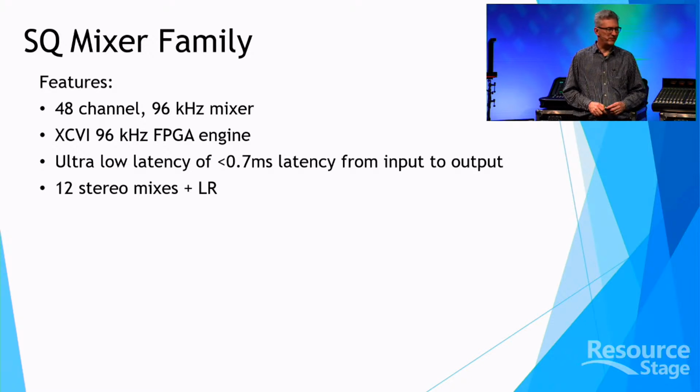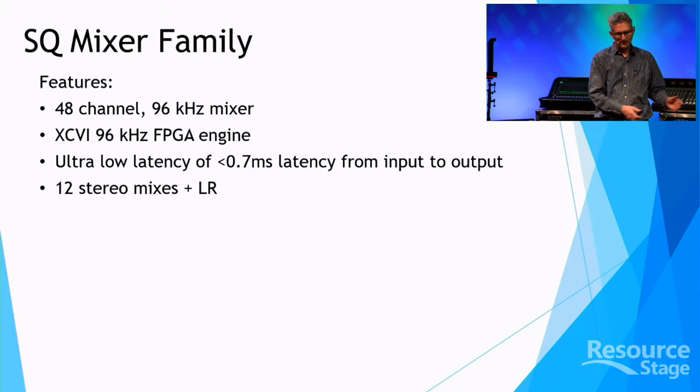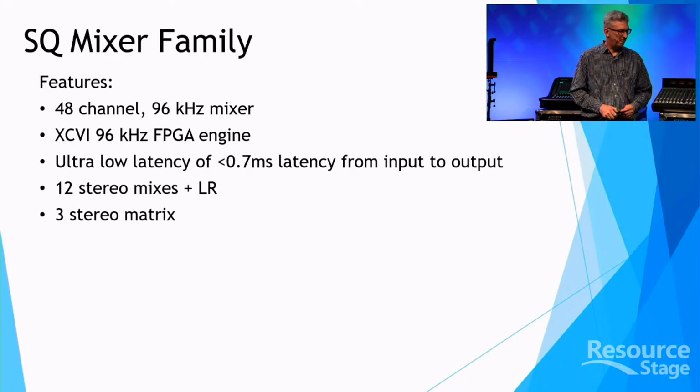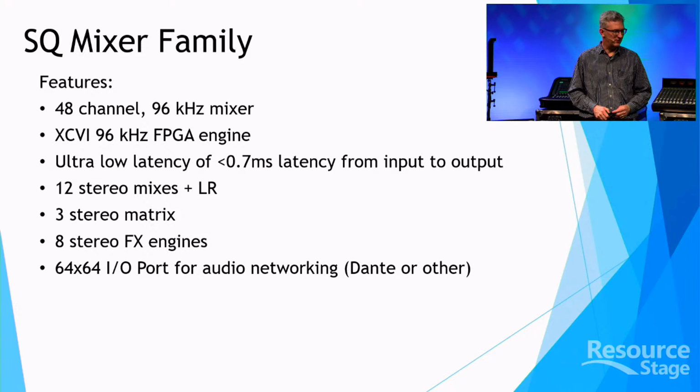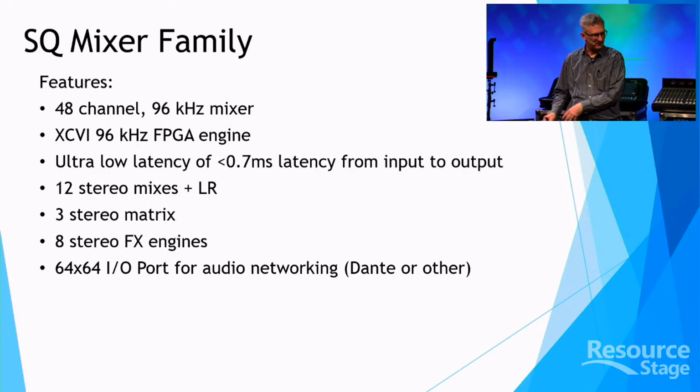12 stereo mixes plus left-right. So we've got quite a bit more processing and mix outputs on the SQ than we do on the QU. 3 stereo matrix, 8 stereo effects engines. The QU had 4. This one has 8.